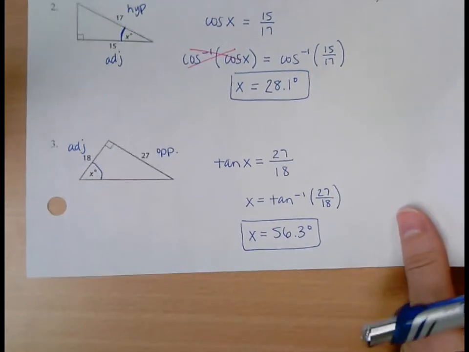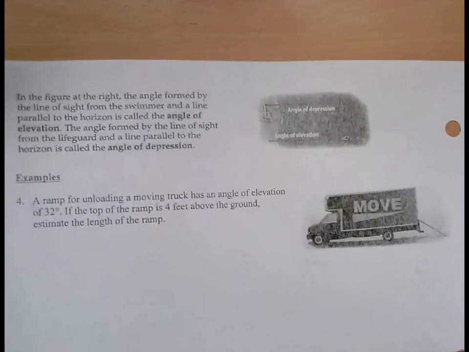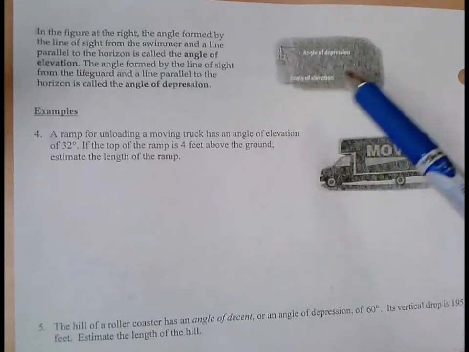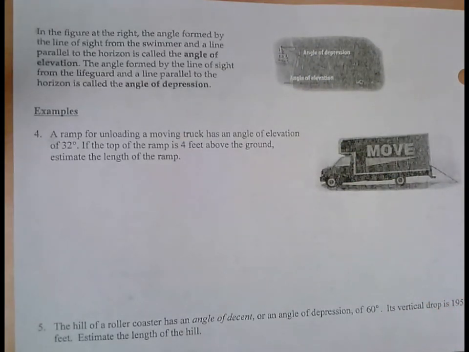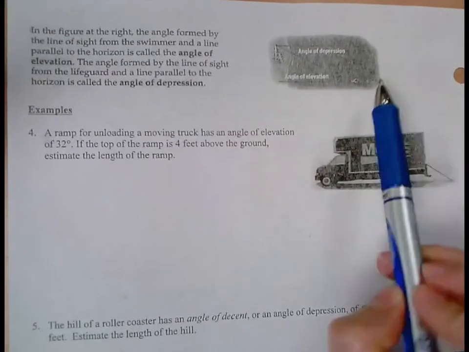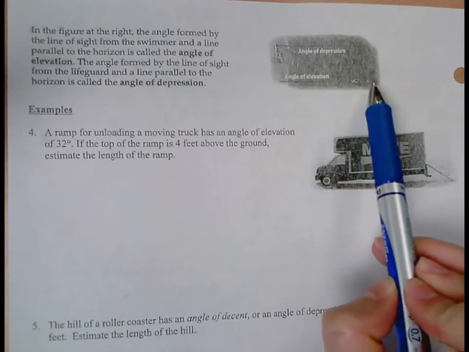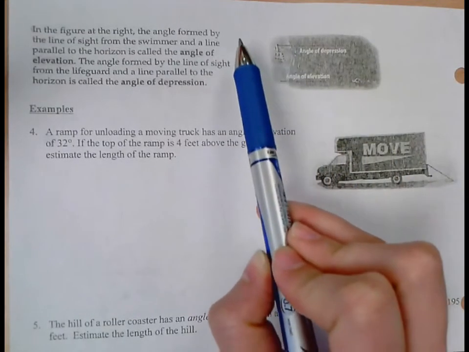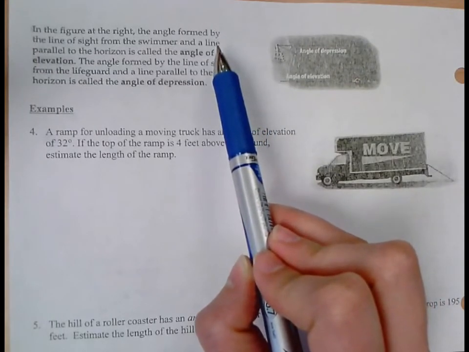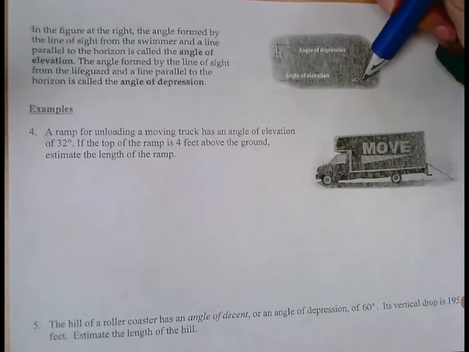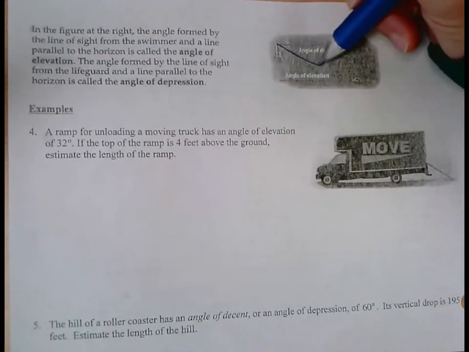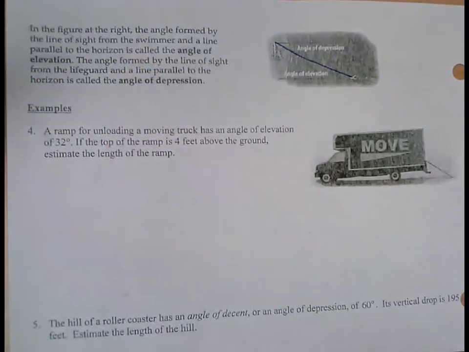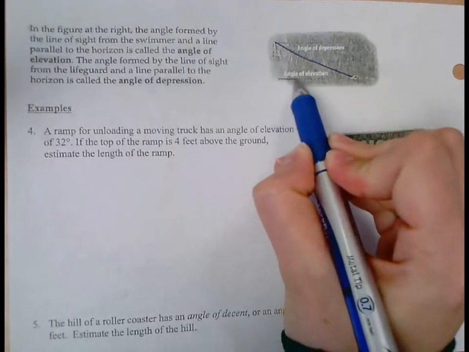Okay, so then moving on to the last two examples, these deal with angles of elevation and depression. And I know this diagram might be a little bit hard to see. So in this figure, what's supposed to be happening is there is a person down here in the lower right swimming. And then this would be a lifeguard here. So in this figure, it's saying the angle formed by the line of sight from the swimmer to the lifeguard would be here. And the line parallel to the horizon, which would be the horizontal line from the swimmer, would be here.